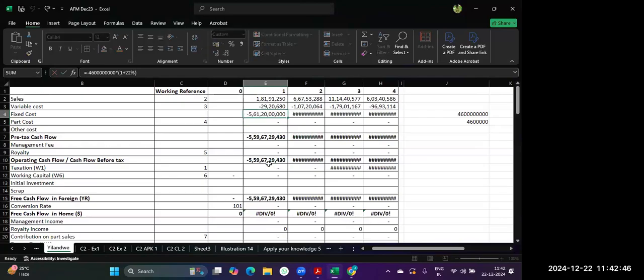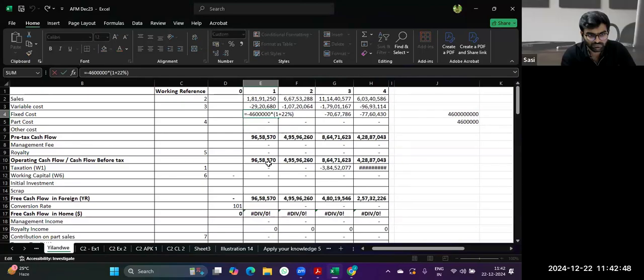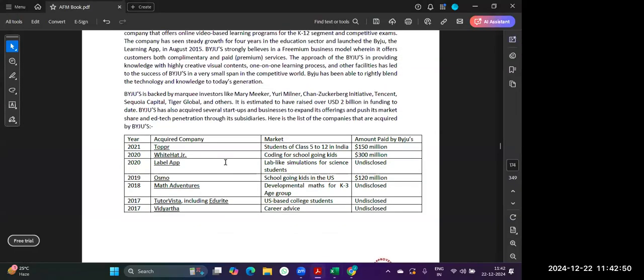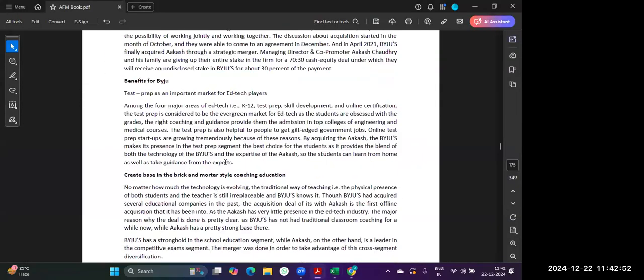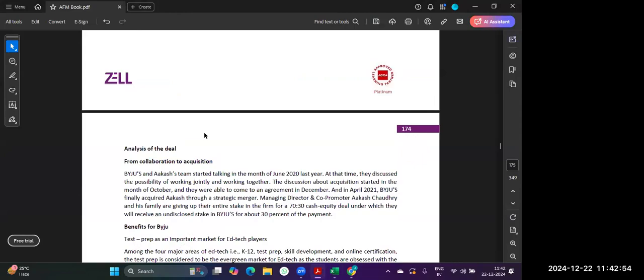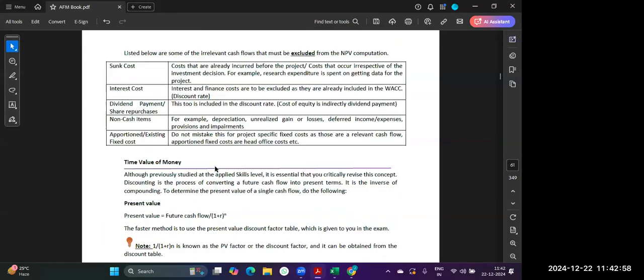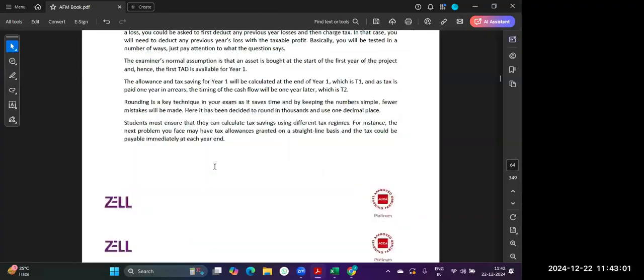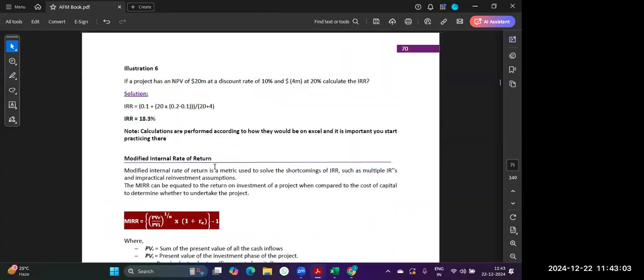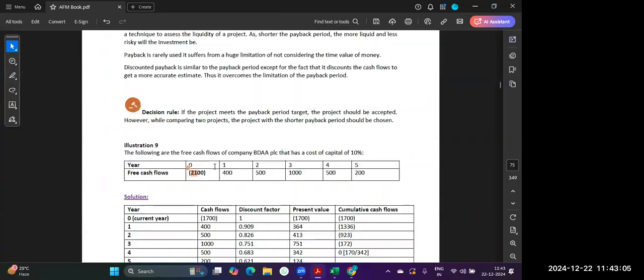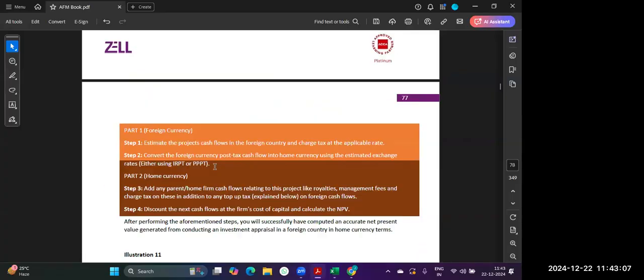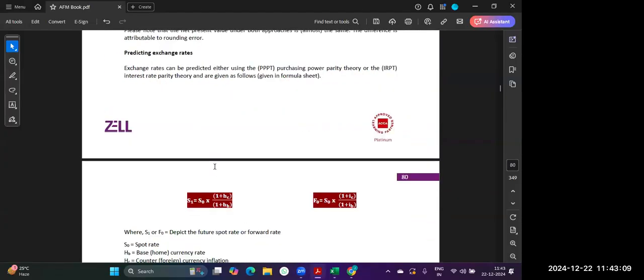It cannot be 4,600 million, guys. Your NPV will go negative. Just hold on, it's given in the question. Let me open it. This is the IRR. This is the NPV.